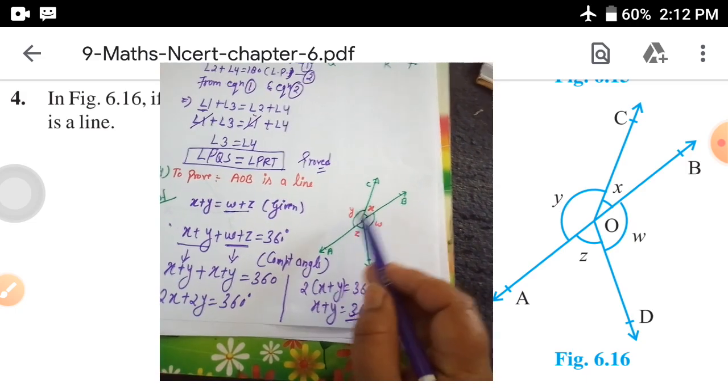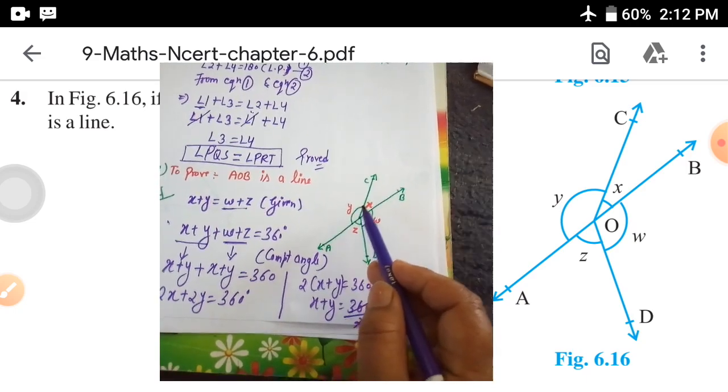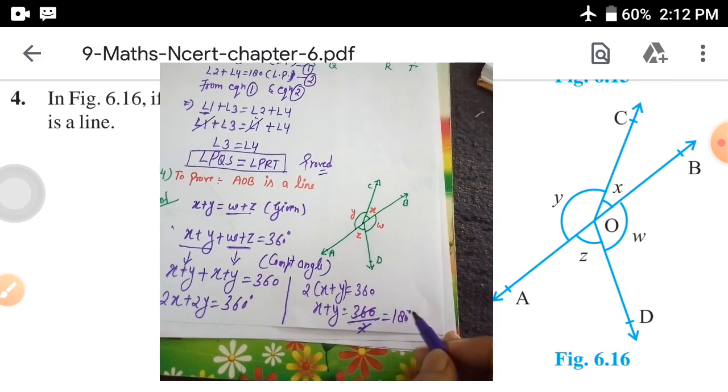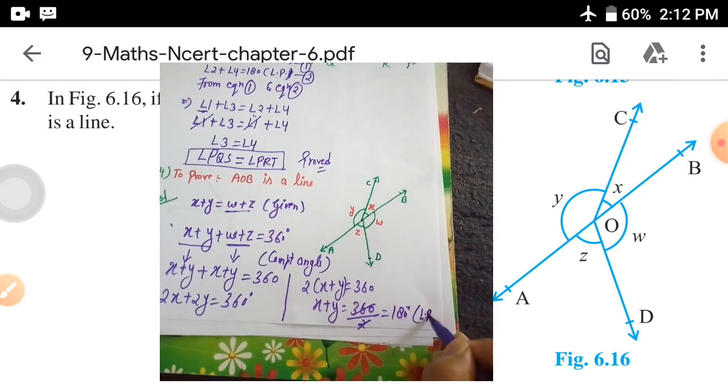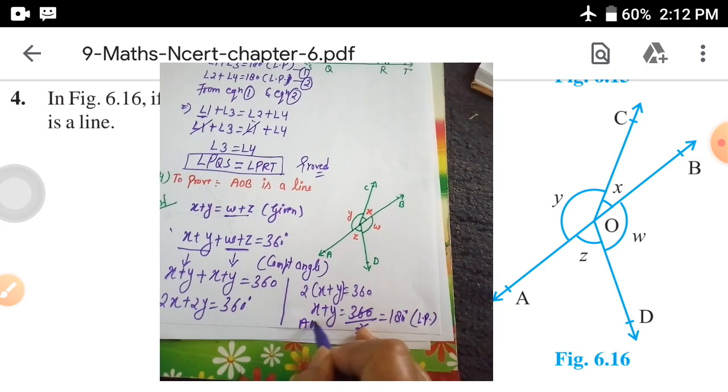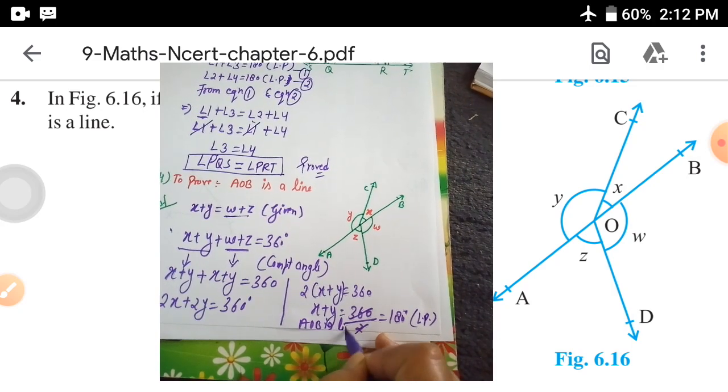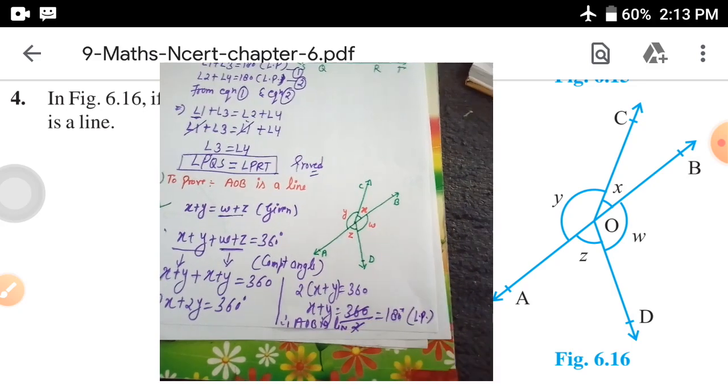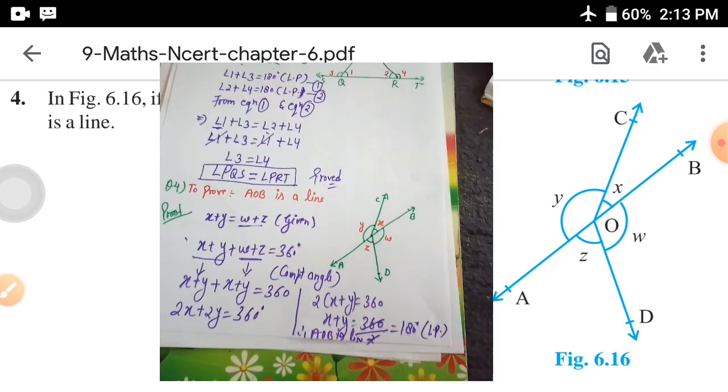That means the sum of these two adjacent angles is 180 degrees. Hence these are a linear pair. So we can write linear pair. Hence AOB is a line. Therefore AOB is a line. Now move to the next question.